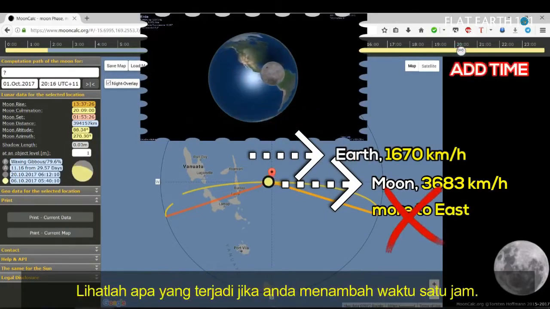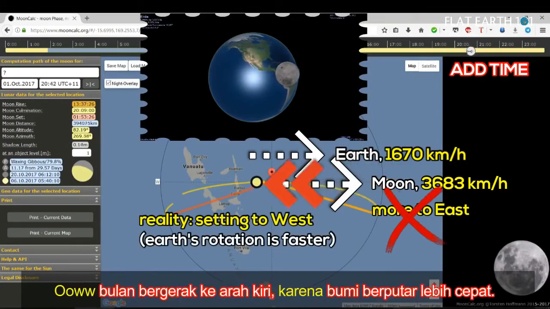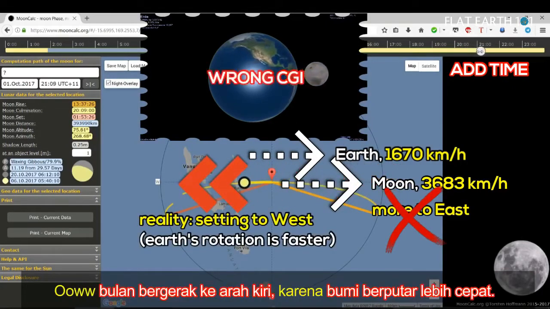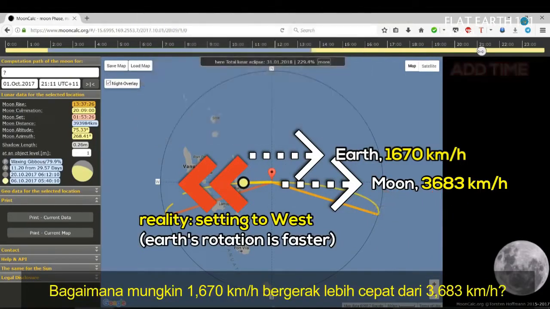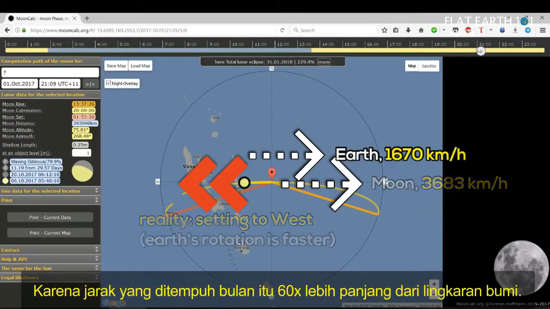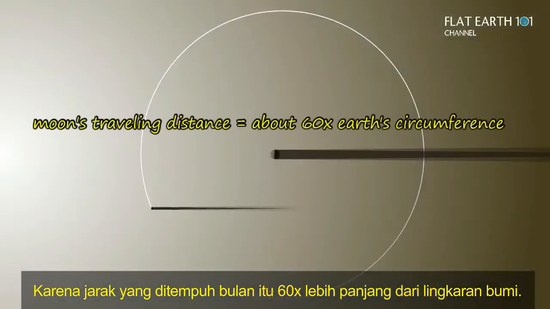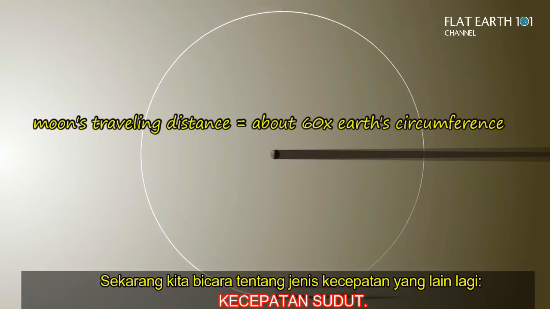See what happens if you add time for 1 hour. Ooh, the Moon is going to your left, because the Earth is rotating faster. How come 1,670 kilometers per hour travels faster than 3,683 kilometers per hour? It's because the distance traveled by the Moon is 60 times longer than the Earth's circumference. Now we're talking about the other kind of speed, the angular speed.